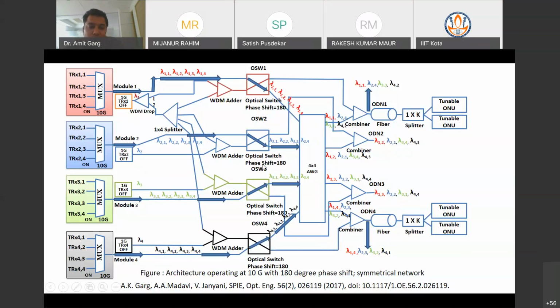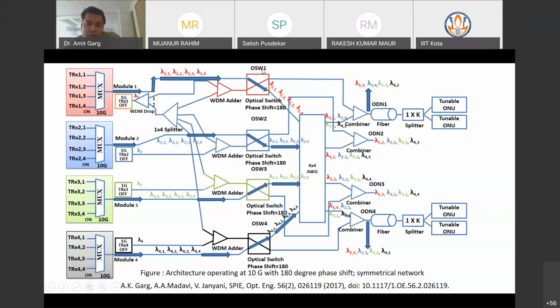So I'll just show you how it is working. Let's say we are having 4 modules, module 1, 2, 3, 4. All these modules are transmitting the data at 10 Gbps. With each module, there is one 1G transmitter also. So we can transmit the data at 10 Gbps or at 1 Gbps, depending on the requirement. And there is a multiplexer, and let's say these 4 transmitters are transmitting the wavelengths lambda 11, lambda 12, lambda 13, lambda 14. These are multiplexed, and then they come to this point.